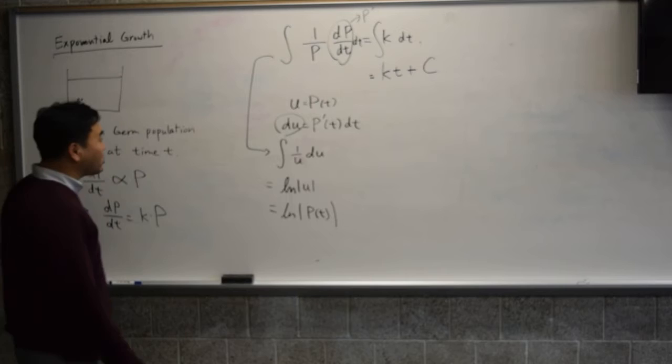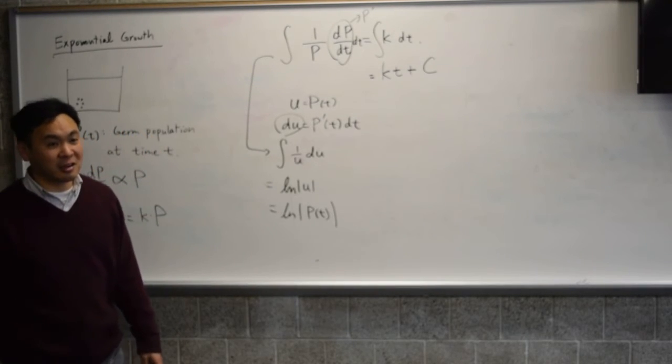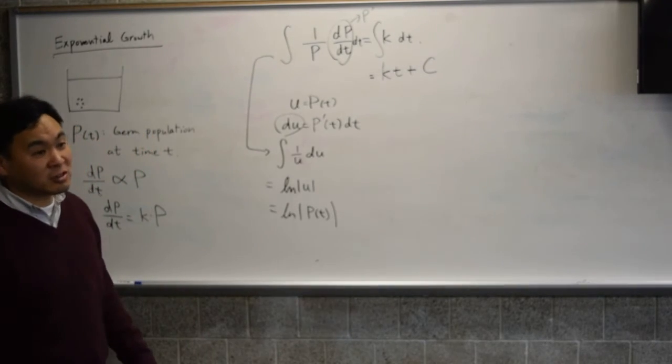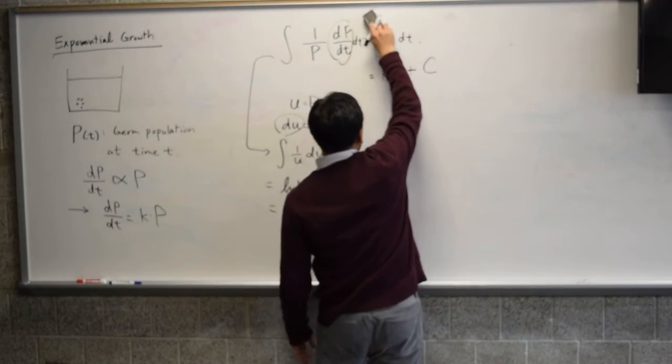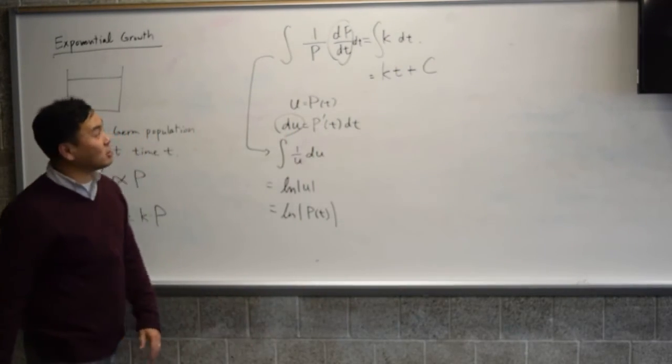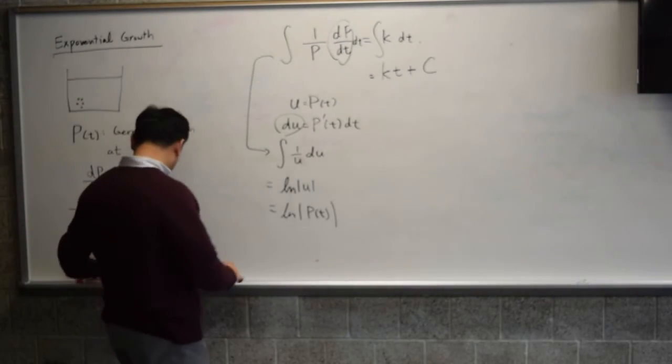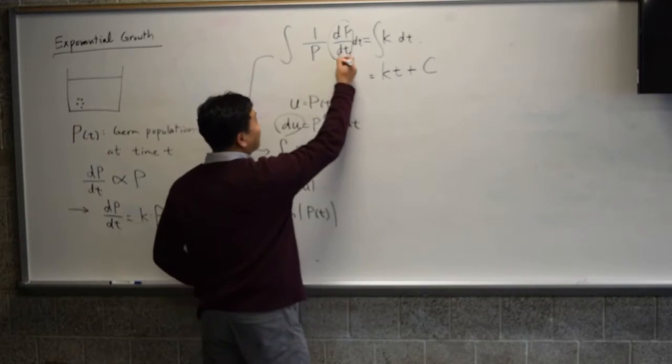Now, let me show you a shortcut. And by the way, this will always be the way that we're going to do it. So instead of doing the u substitution, this is equivalent to the following. You can just right away cancel the dt here and there.